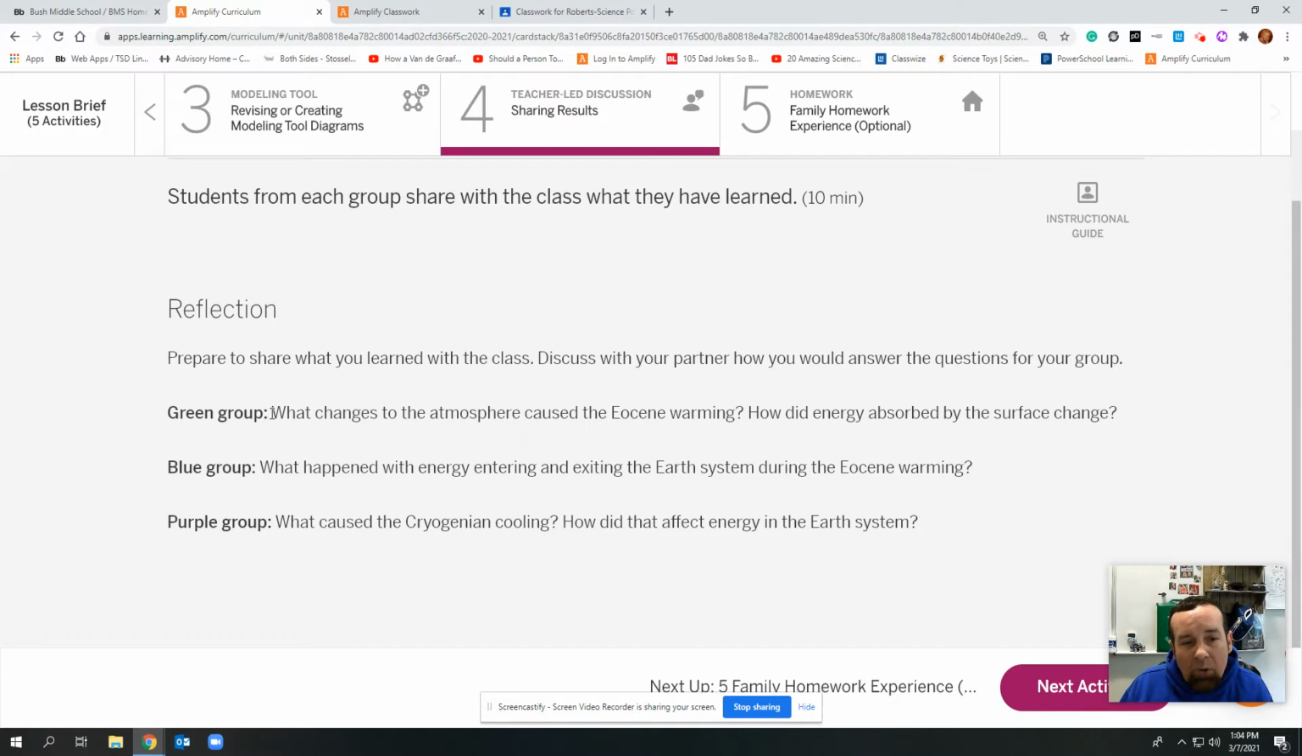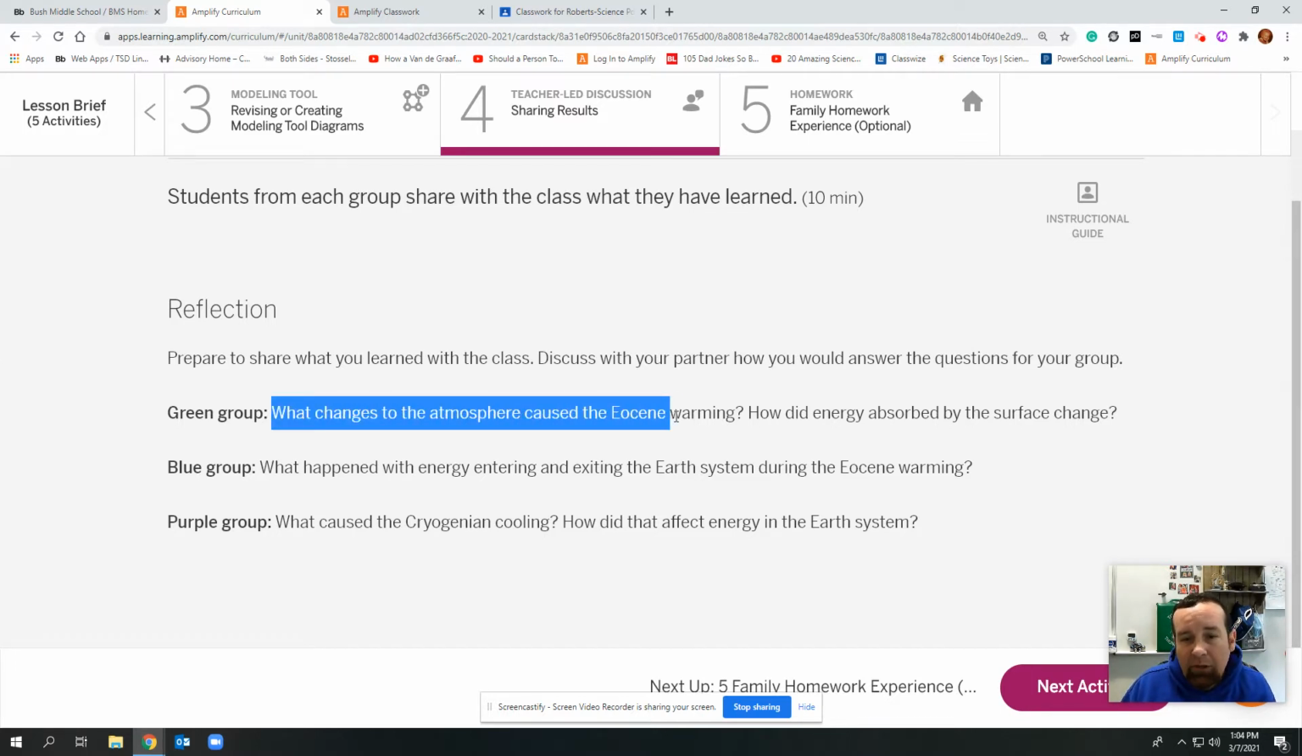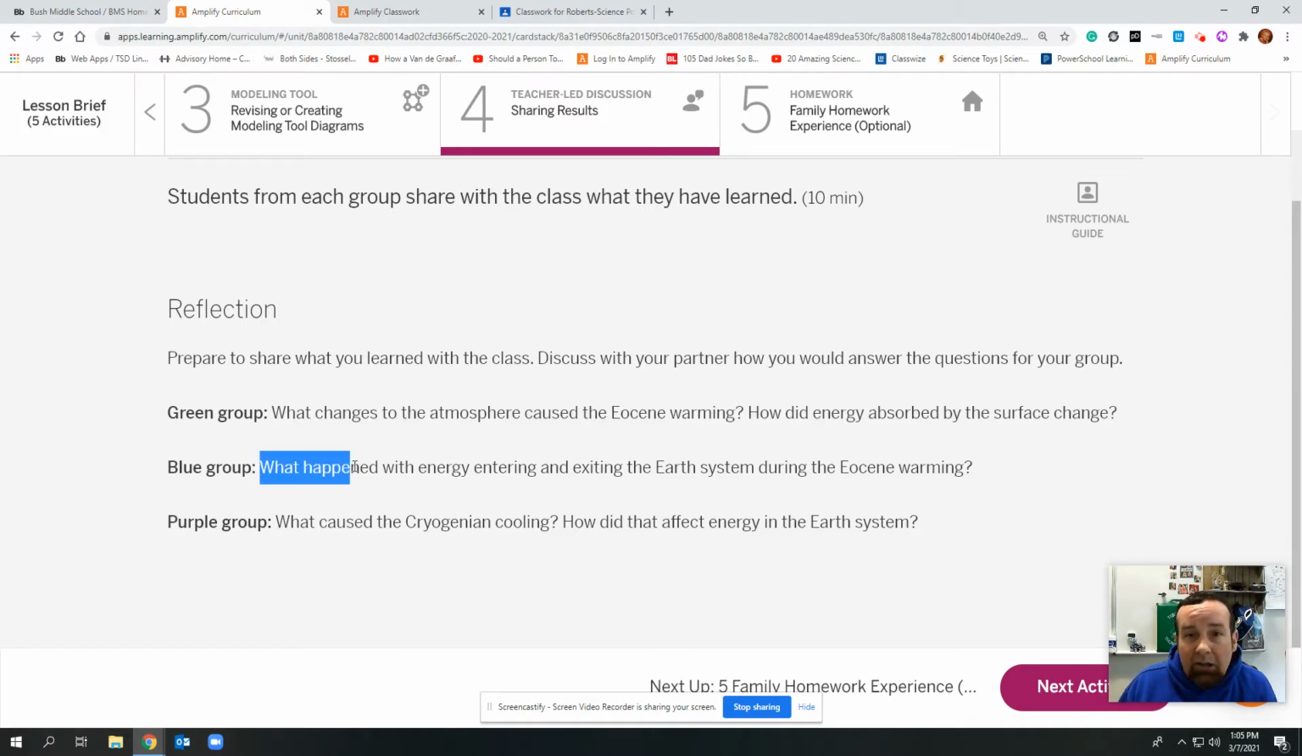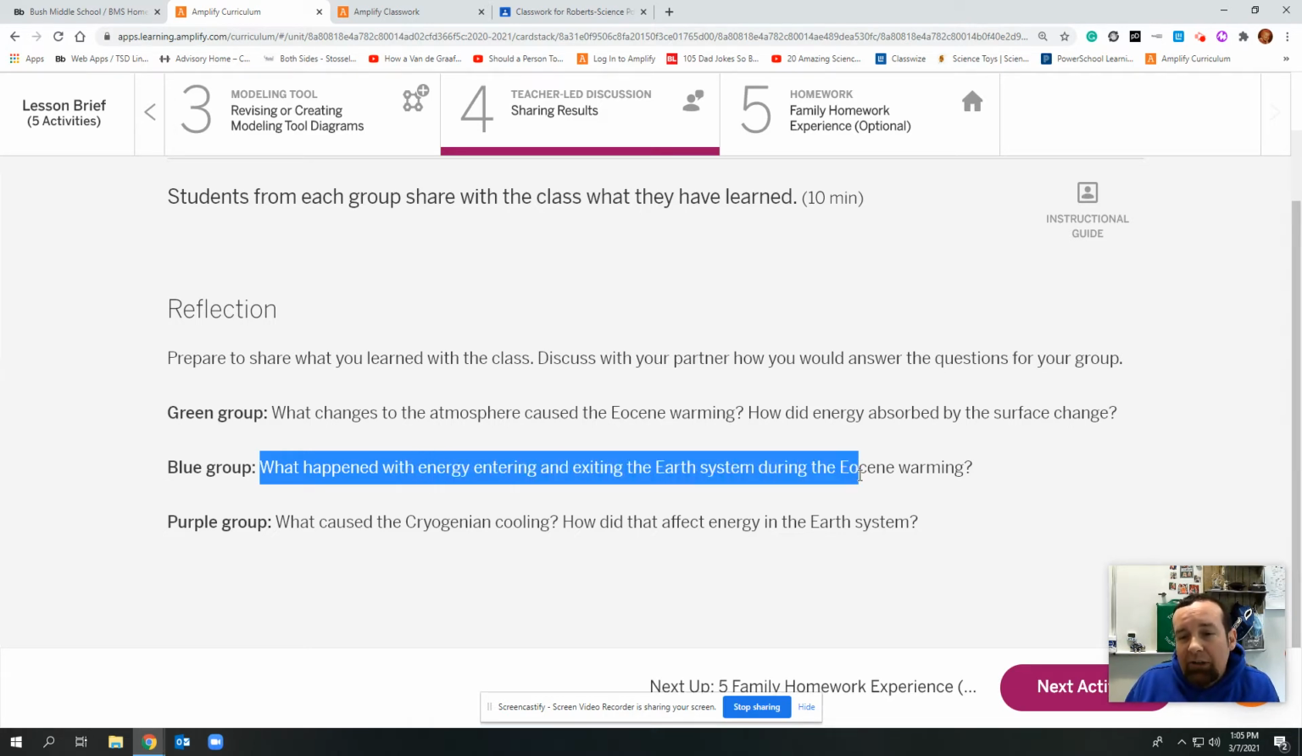So if you are lucky enough to be in the green group, you're trying to answer what changes to the atmosphere caused the Eocene warming. Now remember, in Earth's changing climate, that article we read, that's that period of time when the Earth was incredibly hot. How did energy absorbed by the surface change? For you guys that are lucky enough to be in the blue group, you're trying to answer what happened with energy entering and exiting during the Eocene warming epoch.